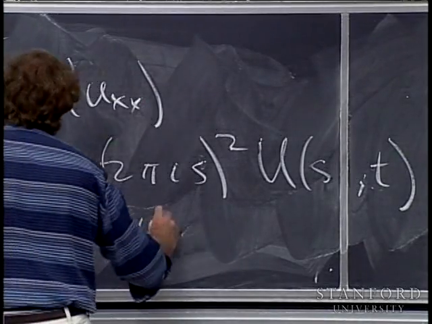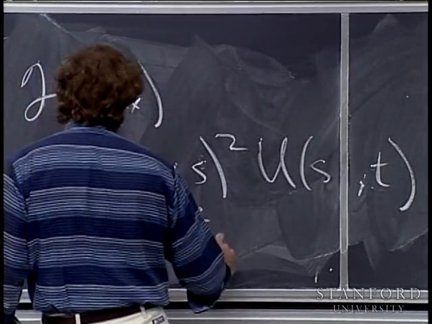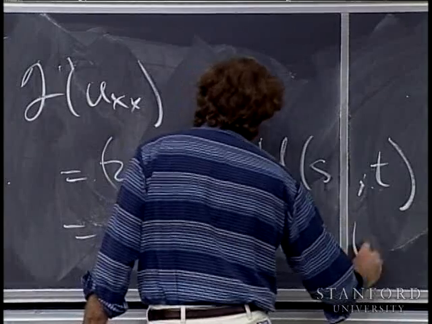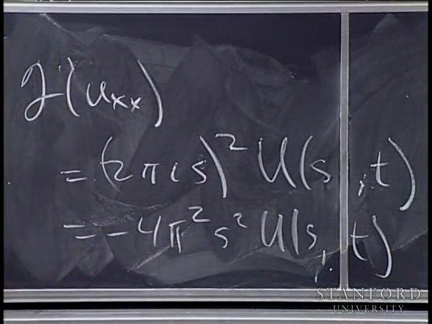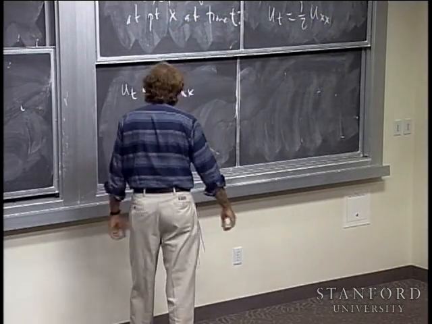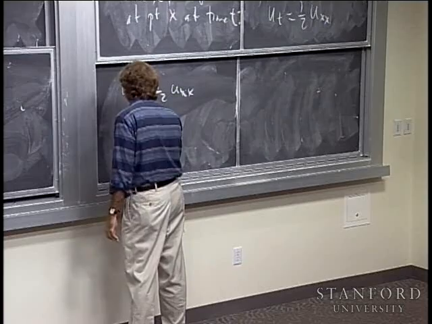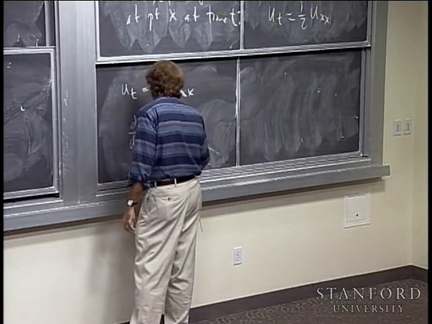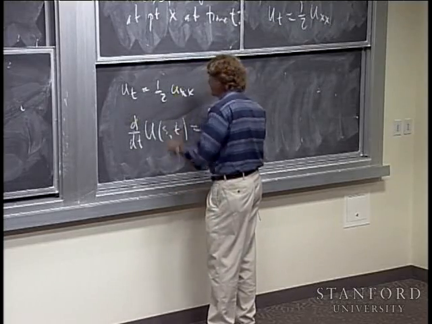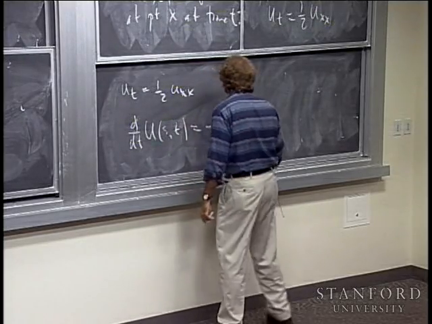So that's minus 4 pi squared, i squared is minus 1, so it's minus 4 pi squared s squared, capital U of s, t. All right? All right, so plug into the heat equation. There it is. Plug into the heat equation. u_t equals 1/2 u_xx transforms to, I'll just use a single variable, d/dt of U(s, t) is equal to minus 2 pi squared, there's a 1/2 out here, so minus 2 pi squared s squared times U.